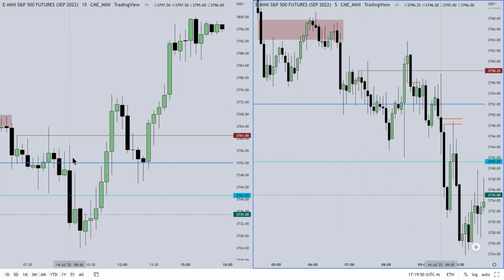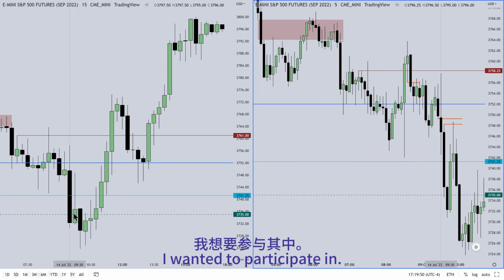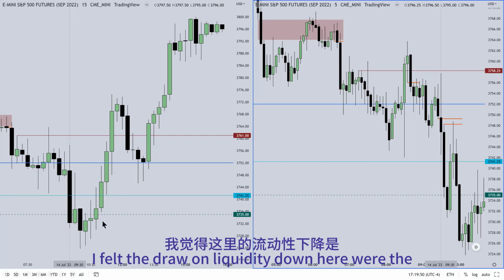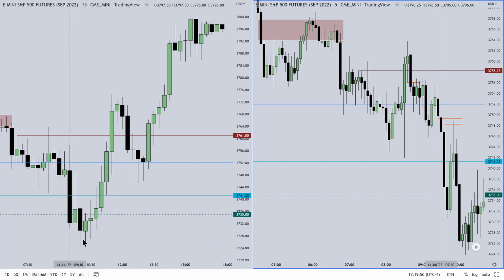15-minute time frame. You can see we traded lower initially on the day. That was the only move I wanted to participate in. I felt the draw on liquidity down here would be the main focal point for today, and it ended up basically becoming the low of the day.